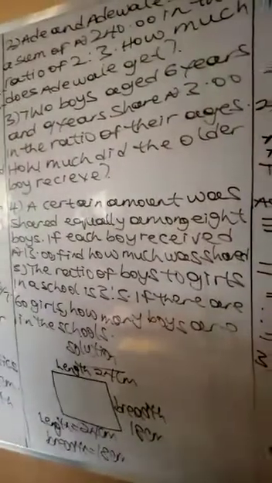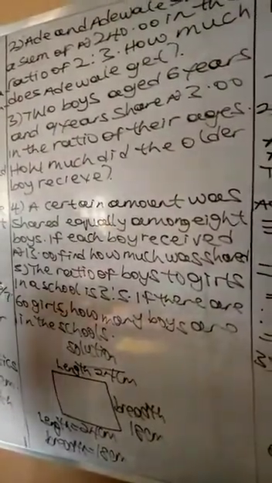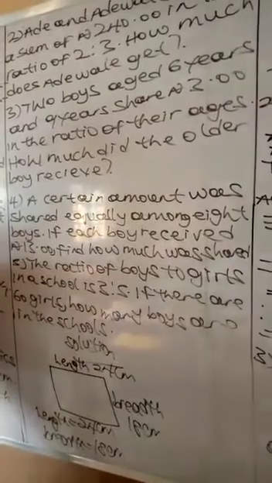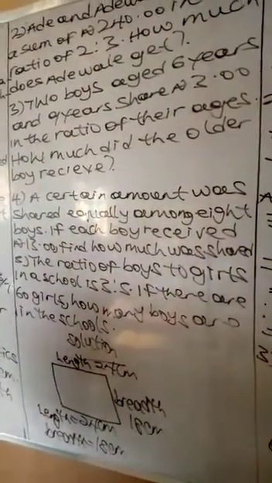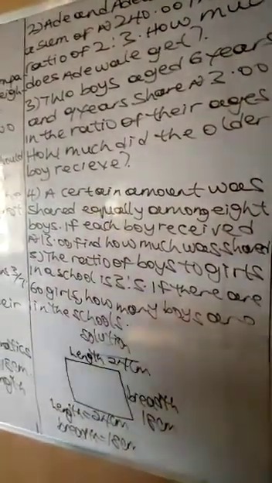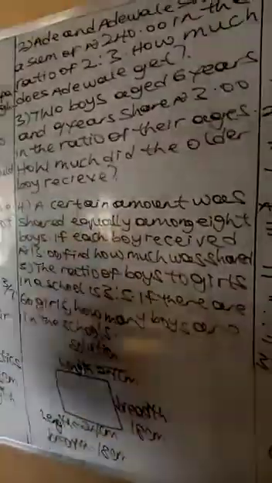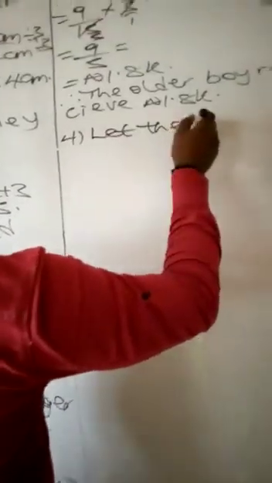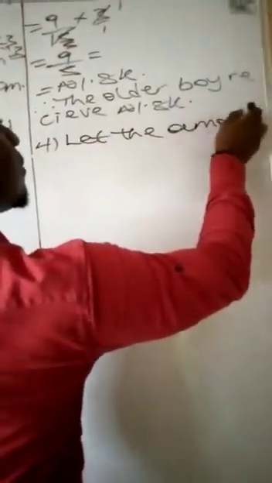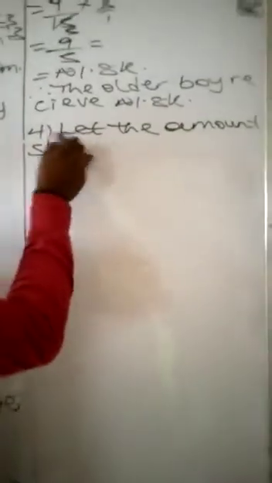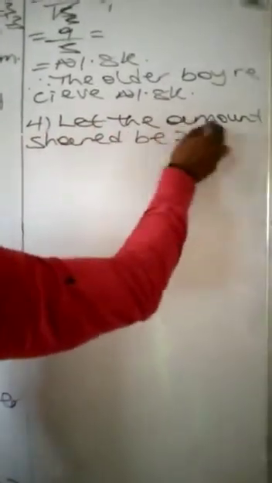In question number 4, we are told that a certain amount was shared equally among 8 boys. Each boy received 13 naira. How much was shared? If you look at this question, the amount that was shared was not given to us. So what we are going to do, we are going to say, let the amount shared be X.